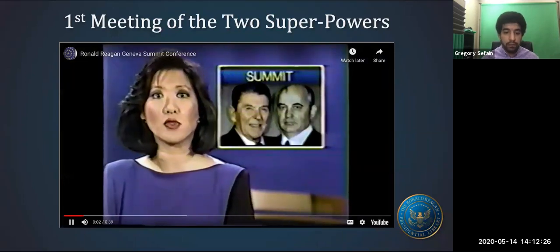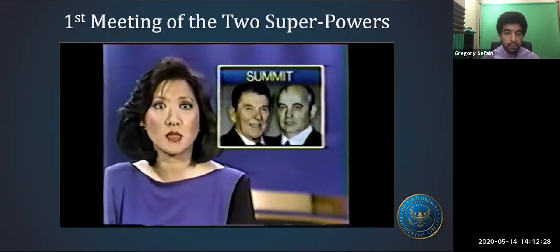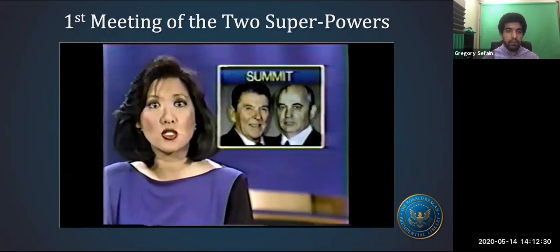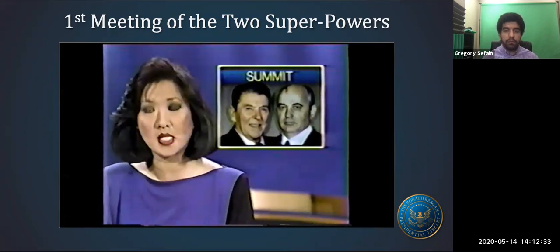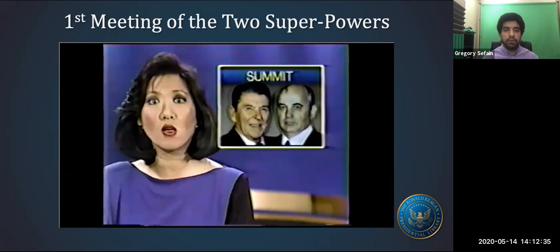Reagan is getting ready to head for the Geneva Summit Conference with Soviet President Mikhail Gorbachev. In an address to the nation tonight, he said he was optimistic about the summit's outcome. The president says he's embarking on a mission of peace.